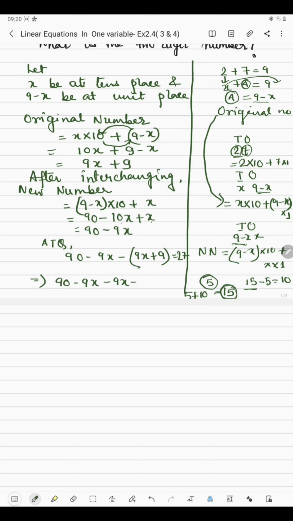Now 81 minus 27: 7 to 11 is 4, so 8 will be 7, so 2 to 7 is 5. And the sign of 81 is greater, so it will be minus.